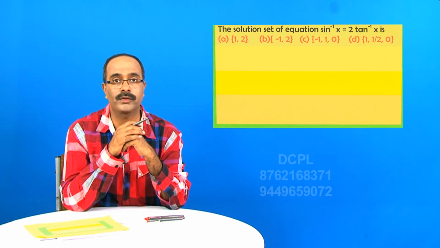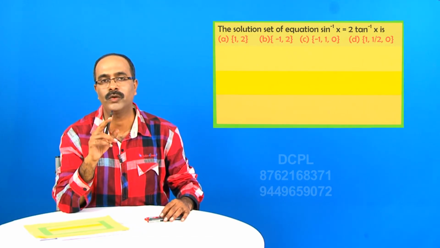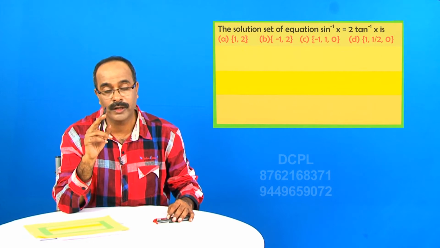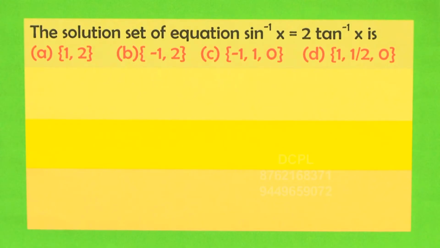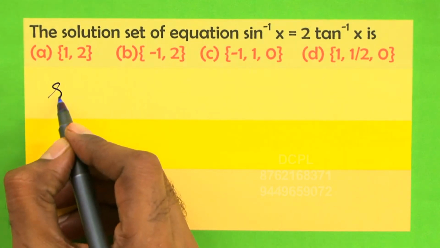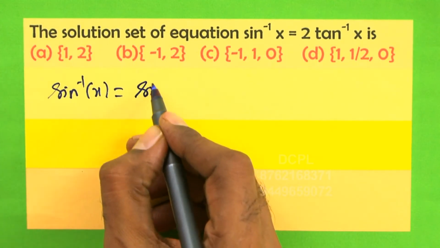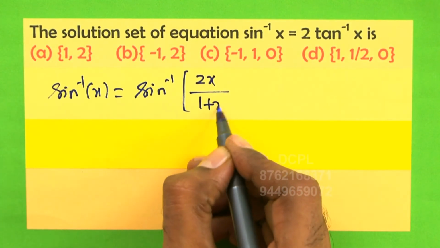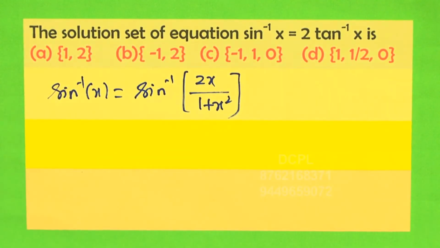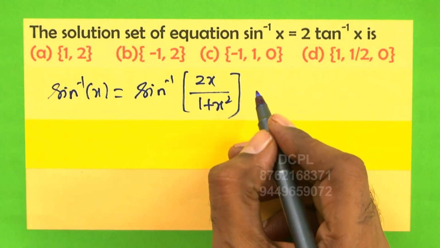Look at the next question, dear students. We have sin inverse of x is 2 tan inverse of x. Remember, dear students, x belongs to minus 1 to plus 1 only, right? Anyway, we can write sin inverse of x is equal to sin inverse of 2x divided by 1 plus x square. Is that correct? Because 2 tan inverse of x is sin inverse of 2x by 1 plus x square.